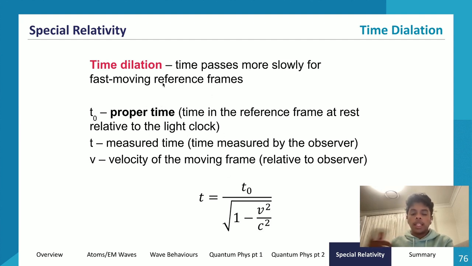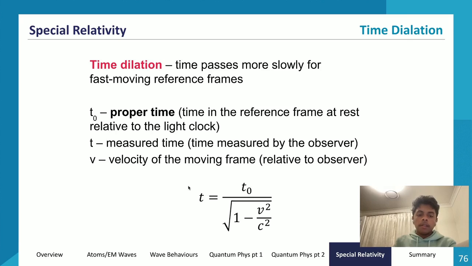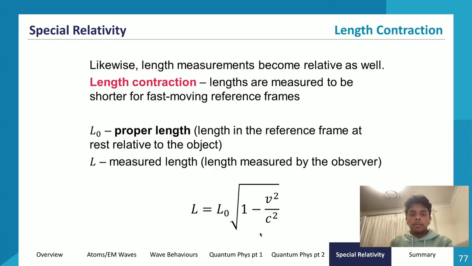So if someone inside the train measures the time taken for light to go up and down, then that's proper time. Measured time is the time that's measured by the observer, which will be greater than proper time because for the speed of light to stay constant, the measured time for someone outside that frame of reference has to be greater. So measured time has to be greater than proper time following time dilation, and we have 1 minus v squared over c squared, so the velocity of the moving frame divided by the speed of light, squared. So that's what that looks like.